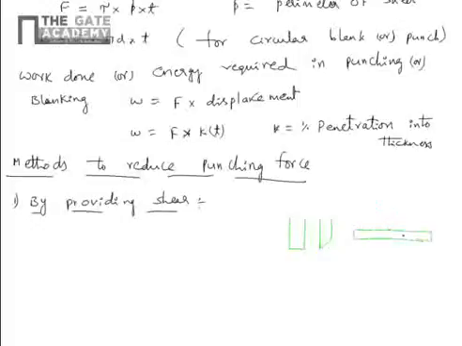Similarly, instead of a flat surface punch, what we can do is incline the surface of one end of the punch. So this inclination helps us to cut very fast. This is called shear.